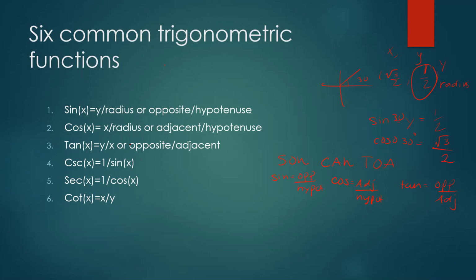And I'll do one example where I find all 6 trigonometric functions. Cosecant is the same thing as 1 over sine of x, right? So once you find your sine of x, you just put 1 over sine of x. Secant is the same thing as 1 over cosine of x, and cotangent is x over y, or cosine over sine, right? Because remember, cosine is the same thing as x, and sine is the same thing as y. Okay, so let me do an example.